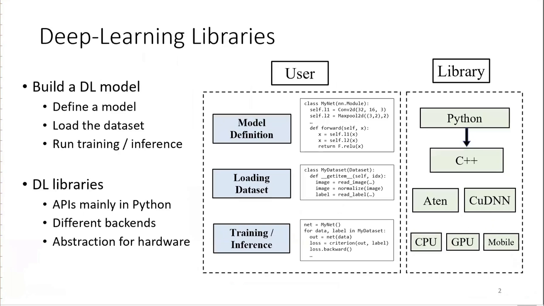Let's begin with the background knowledge about deep learning libraries. From a user's perspective, we usually use these libraries to build a DL model, which consists of 3 steps. Firstly, we need to define a model by writing a DL program. Secondly, we need to prepare and load the dataset. Finally, we can train the model and run the inference. In order to help users build a model efficiently, DL libraries usually expose their APIs in Python. Also, DL libraries usually integrate different backends for flexibility and performance, thus providing a unified abstraction for different hardware, including CPUs, GPUs, mobile devices, etc.